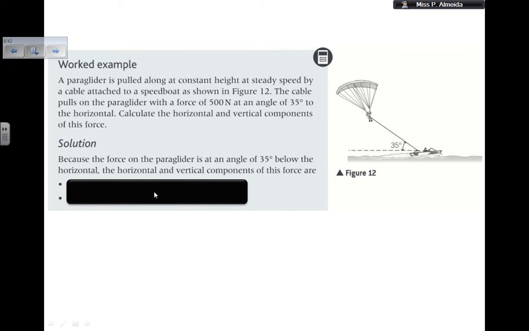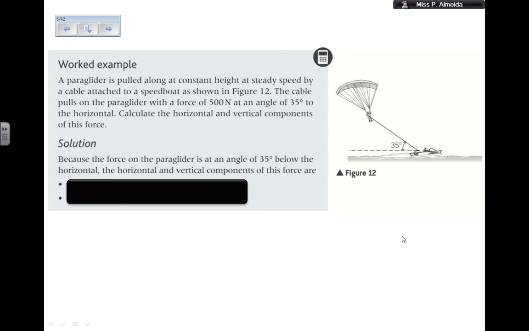So we can do examples, or we can do exercises such as this one. So I have this paraglider. He's going to be pulled at a constant height. Of course, this doesn't quite happen, but let's assume he's at a constant height. He's being pulled by this boat, and the angle that he's being pulled on the rope is 35 degrees to the horizontal, so the x component.